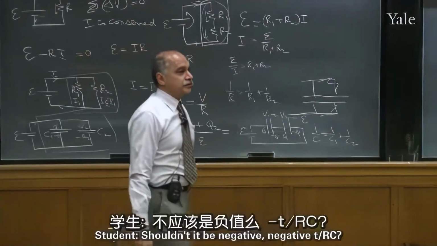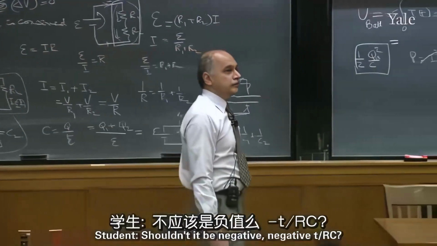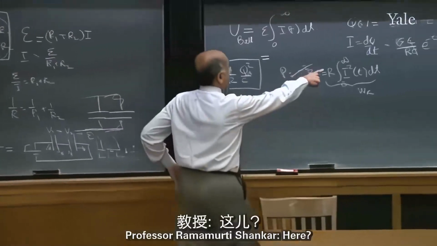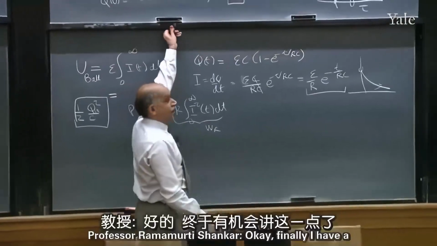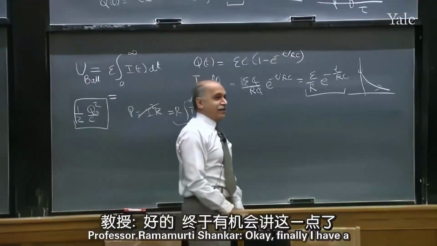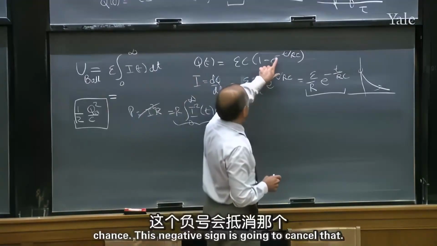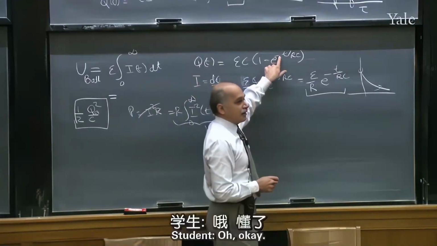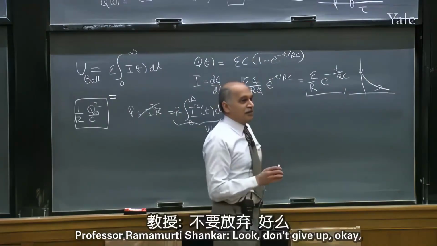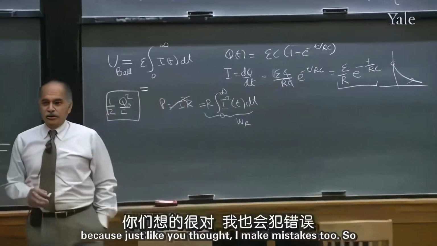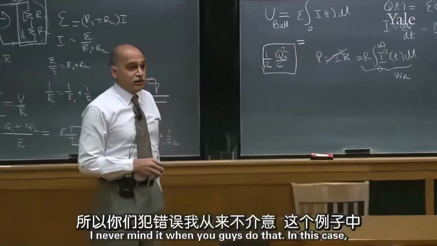Yes? The derivative should be negative, it's negative t over RC. Here? Yeah. Okay. Finally, I had a chance. This negative sign is going to cancel that. Okay. Look, don't give up, okay? Because just like you thought, I make mistakes too. So I never minded when you guys do that.